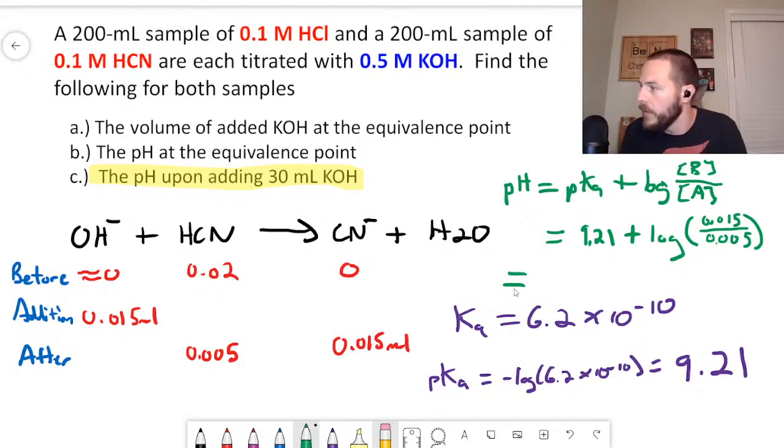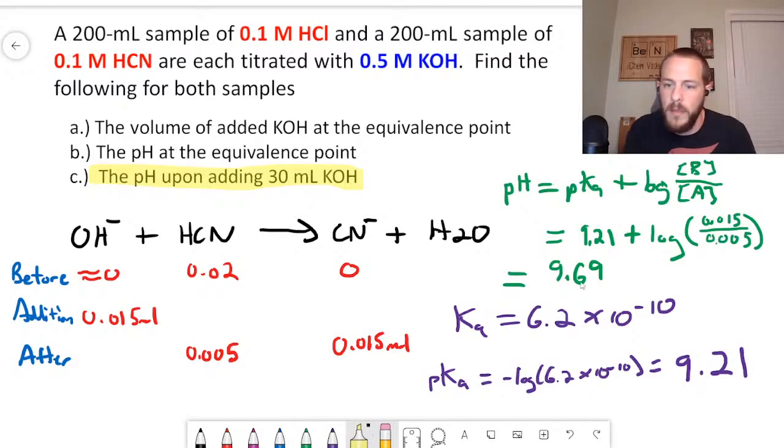Let me calculate that. Hopefully you guys can follow along with me too. That would be super. All right. 9.21 plus the log of 0.015 over 0.005. What do we got? I got 9.69. 9.69. That is our pH upon adding 30 milliliters of 0.5 molar potassium hydroxide to our 200 milliliter sample of 0.1 molar hydrocyanic acid.